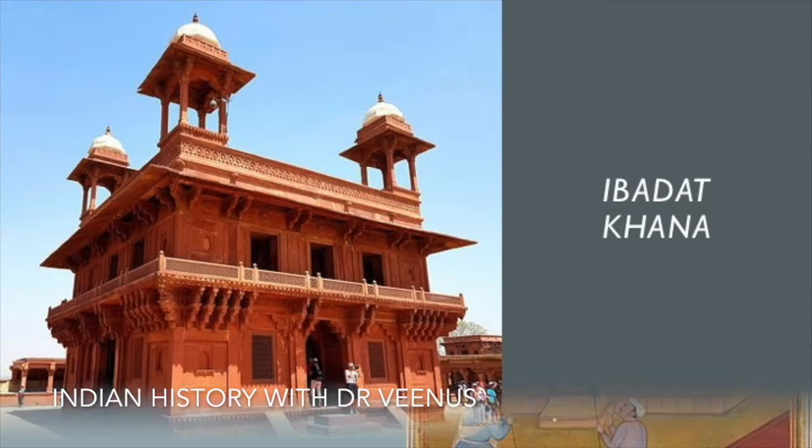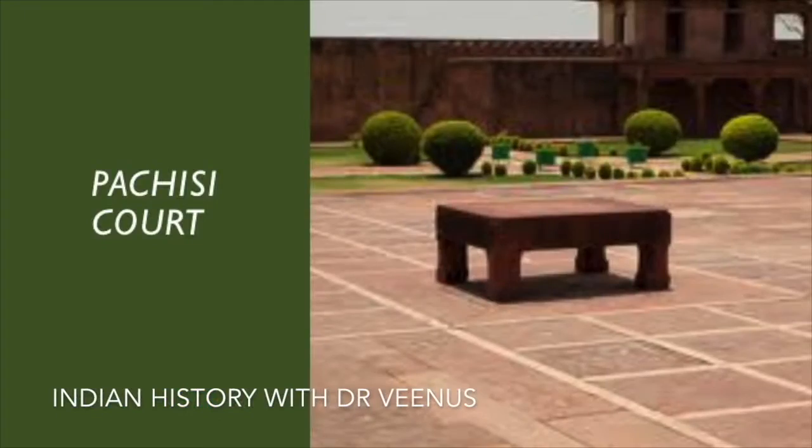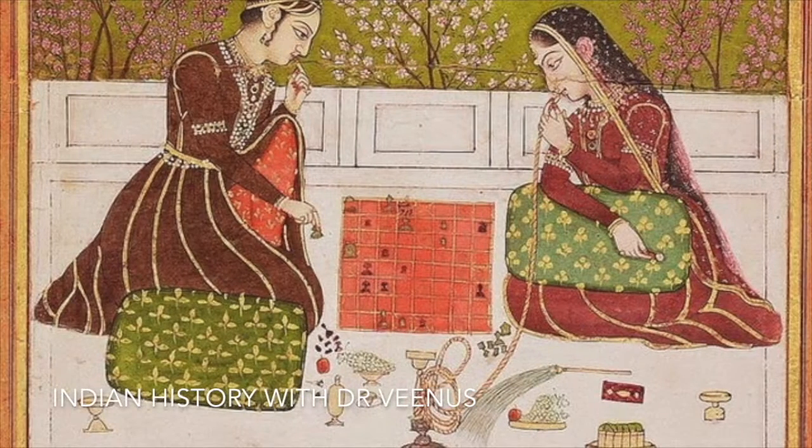Ibadat Khana, where Akbar used to meet the leaders of different religions to have discussions. Pachisi Court, in the courtyard where Akbar is said to have played chess.